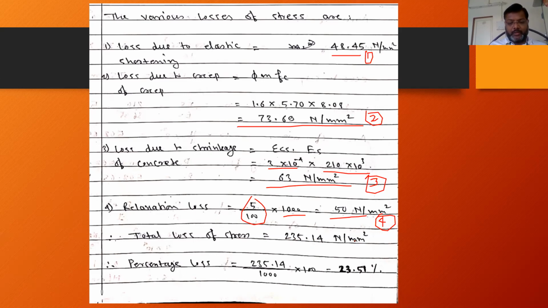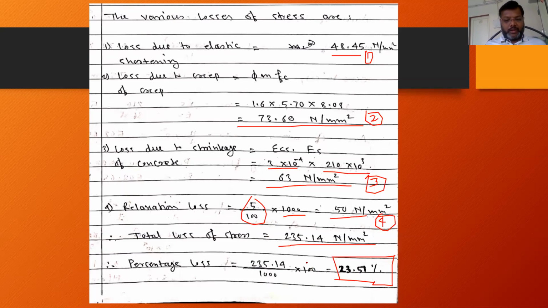Okay, now I have to calculate the final percentage loss of this total loss. That comes to the total loss divided by the initial stress, into 100. You will get the percentage loss. So here 23.51% of stress is going to be lost. So this is a considerable amount.